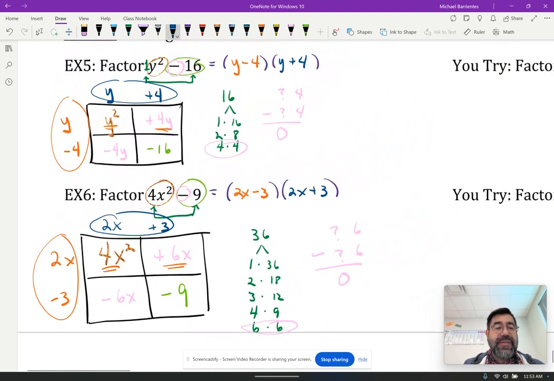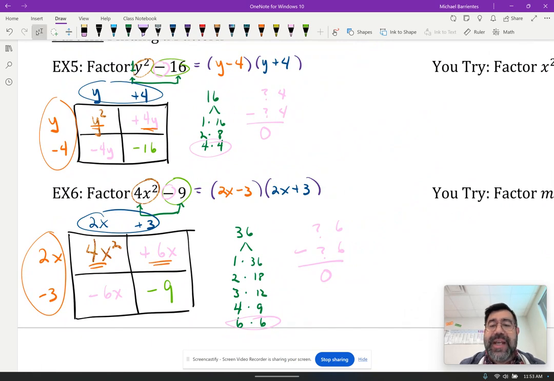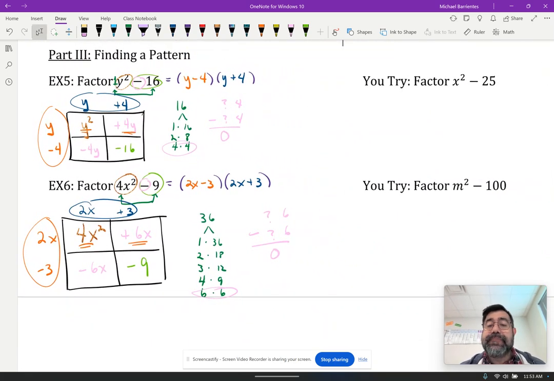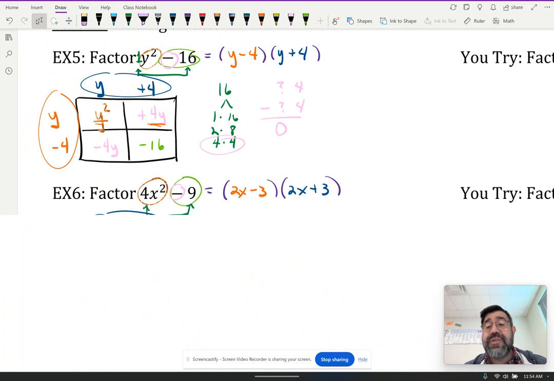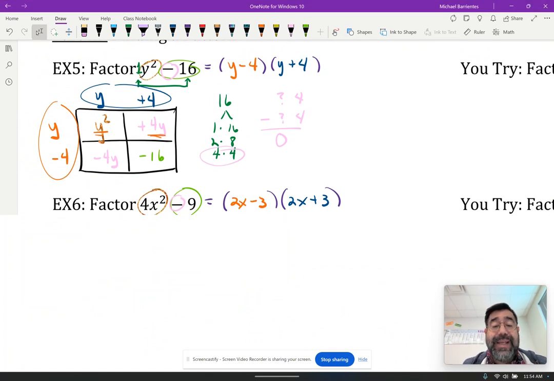So in these 2 last videos, we've done example 5 and 6. I'm going to ask you to try x squared minus 25, see if you can factor that out. And then m squared minus 100, see if you can factor that out. We're looking for factors that multiply to give me this thing. Remember, you can always check on your calculator by putting the original quadratic expression in y1 and then the factored version in y2 to see if it gives you the same graph. If you have a graphing calculator with you, you can definitely check the 2 examples we did, but then also check the work that you're going to do. And that is the final video for today.